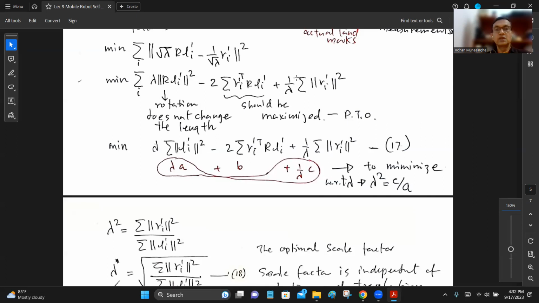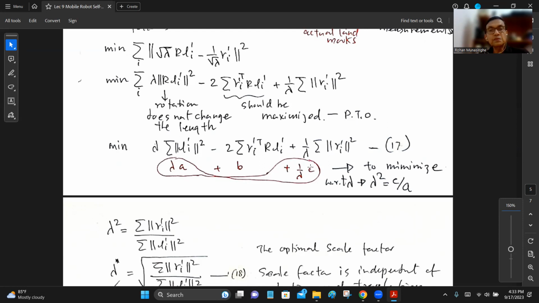And the third term, 1 over lambda, right? Because you are getting square, lambda square root becomes lambda, right? Same thing over here. This lambda square root becomes lambda over here. Now the third term is like this, 1 over lambda times a constant, right?